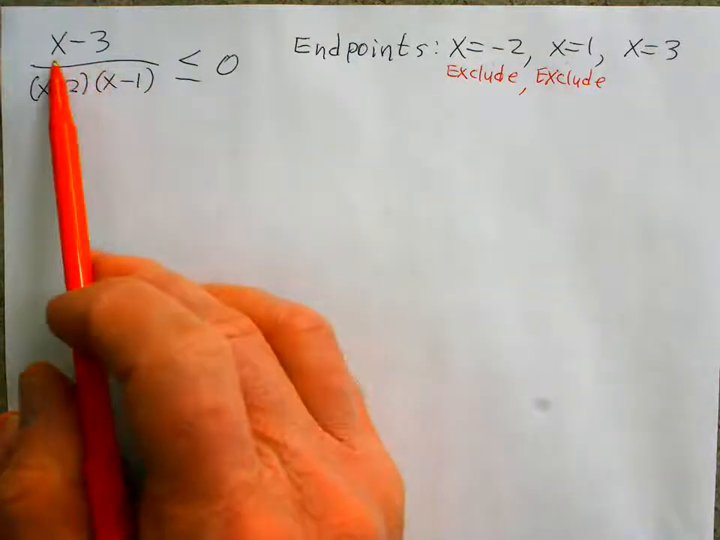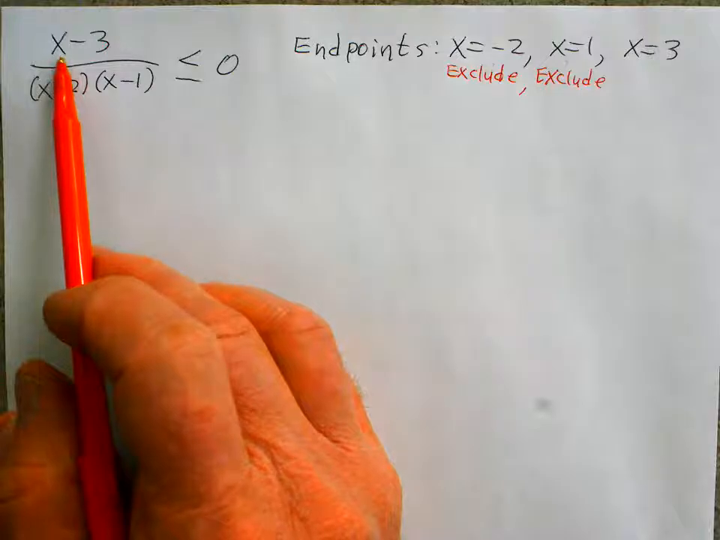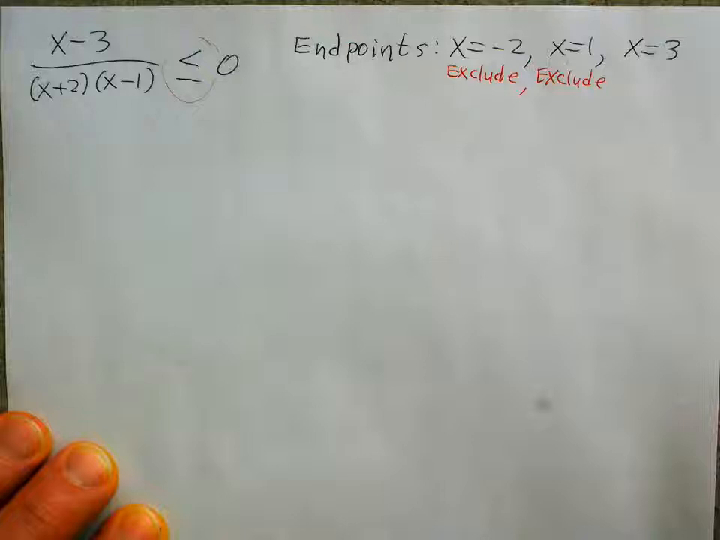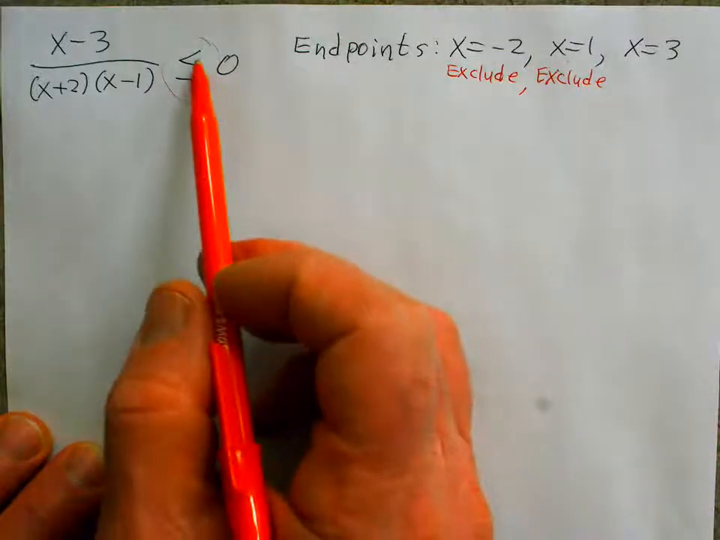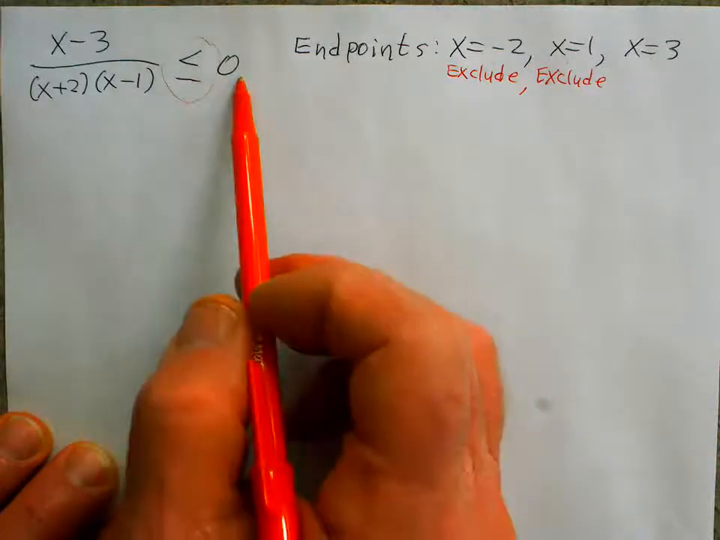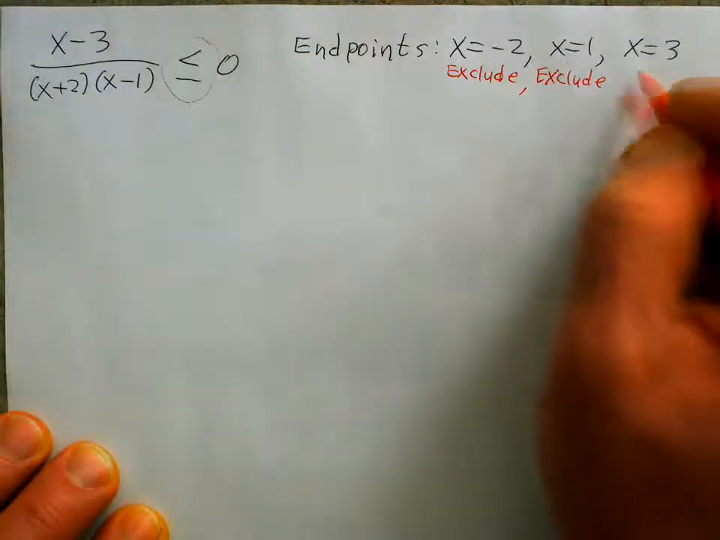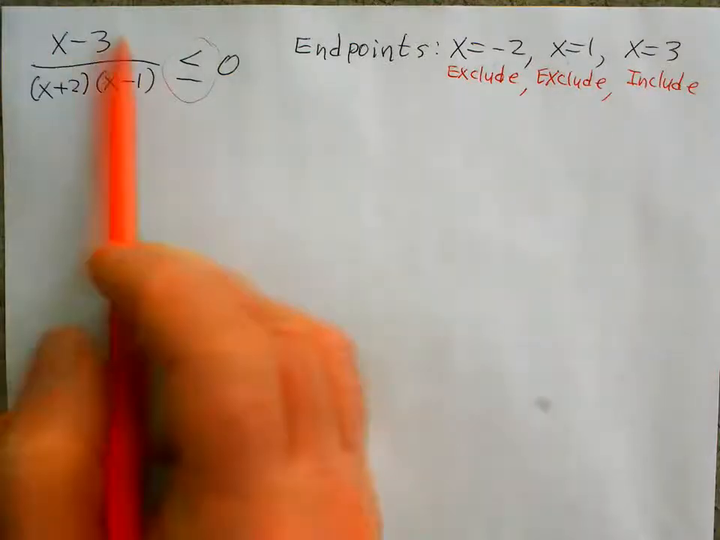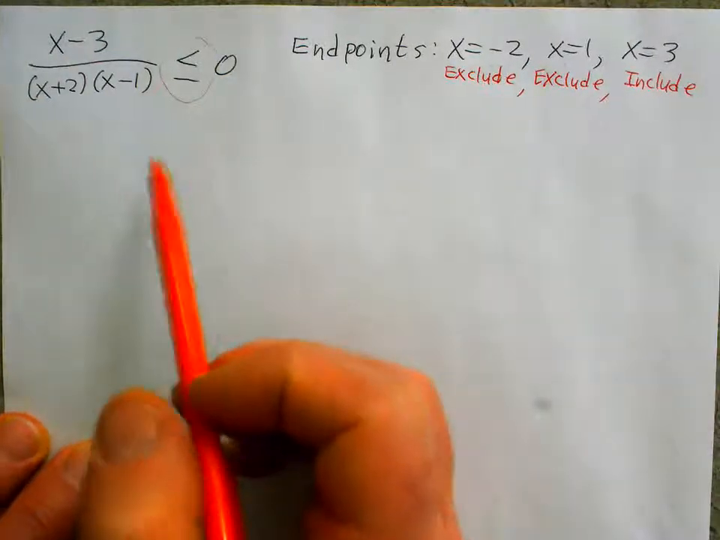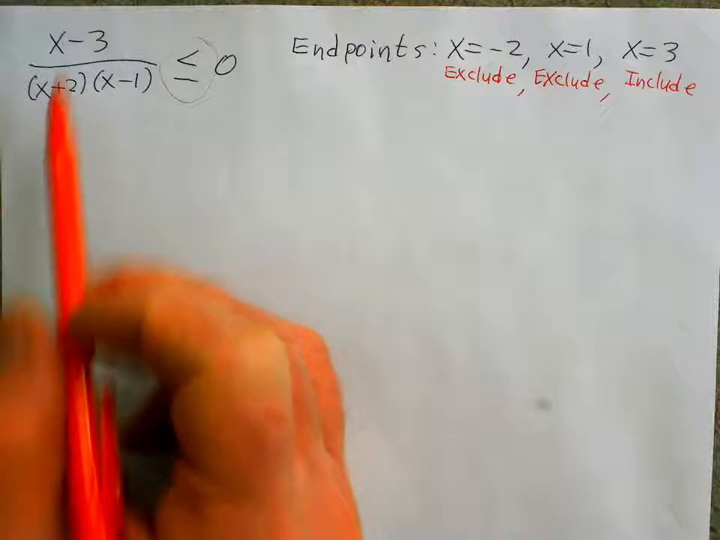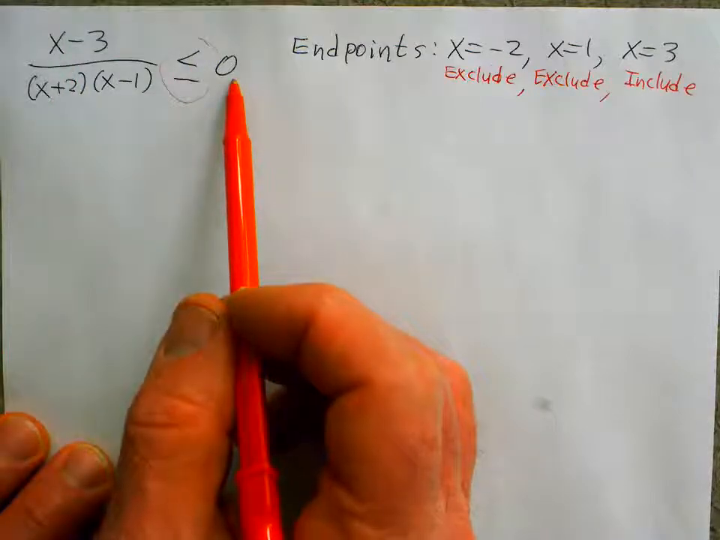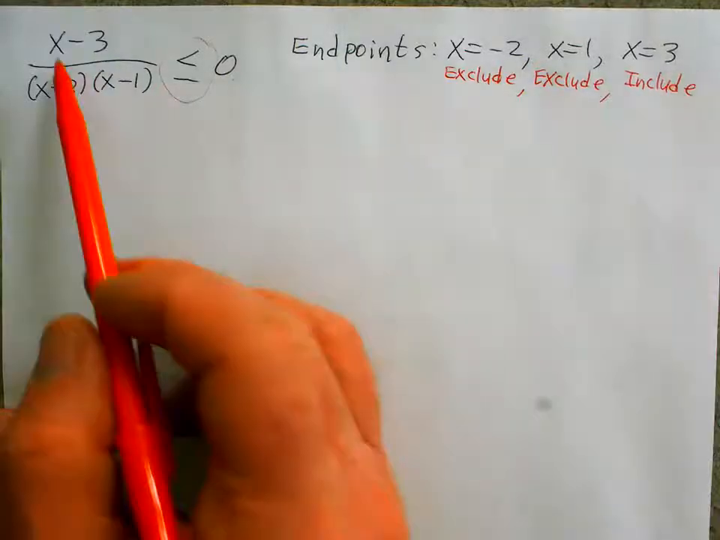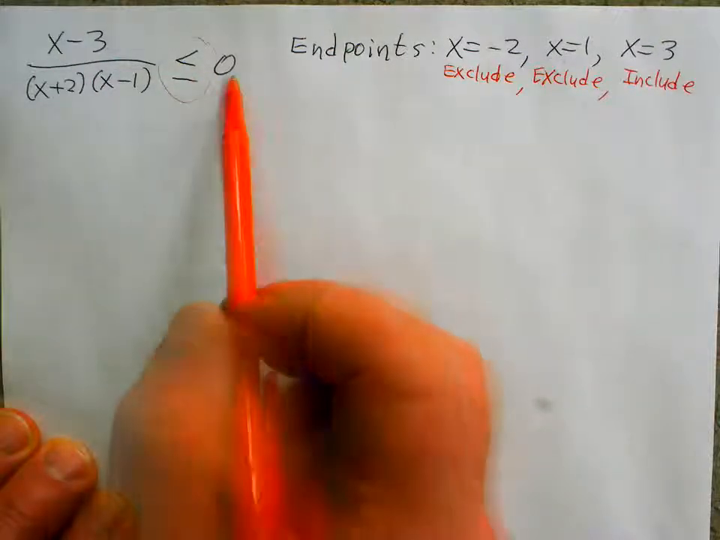And then we either exclude or include the x value that comes from the numerator based upon the inequality. Since this is less than or equal to 0, we're going to include x equals 3. If you replace every x with 3, we're going to end up with 0 less than or equal to 0, but that's a true statement. It's the "or equal to 0" that makes it true.